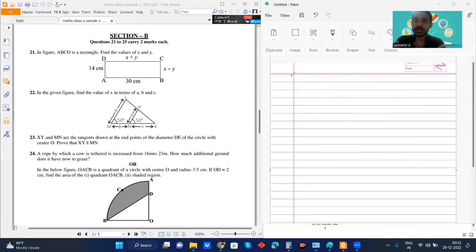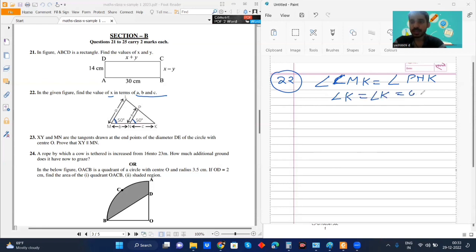Then the next question is number 22. We have to find the value of x in terms of a, b and c. So a, b and c are the given distances and we have to find the value of x in terms of a, b and c. So we can say that here, given these two angles are equal, angle LMK is equal to angle PNK, and angle K is equal to angle K, which is a common angle.